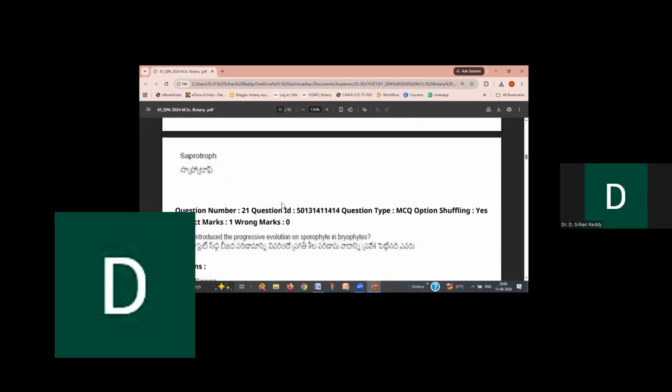Next. Who introduced the progressive evolution in sporophyte in bryophytes? Which is very important. Okay. Evolution of sporophyte in bryophyta and stellar evolution in pteridophyta, these are most important topics. With reference to evolution of sporophyte in bryophyta, who proposed? There are two theories. One is progressive evolution theory, another is retrogressive evolution theory. Who proposed progressive evolution theory? Bower. Bower proposed the progressive evolution theory. That is the right answer.